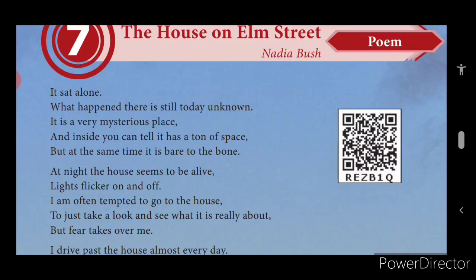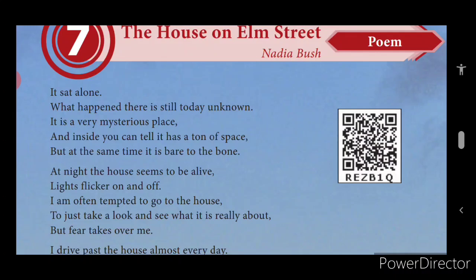Now let us go on with the poem, children. It sat alone. What happened there is still today unknown. It is a very mysterious place, and inside you can tell it has a ton of space, but at the same time it is bare to the bone. Okay. Now it sat alone.